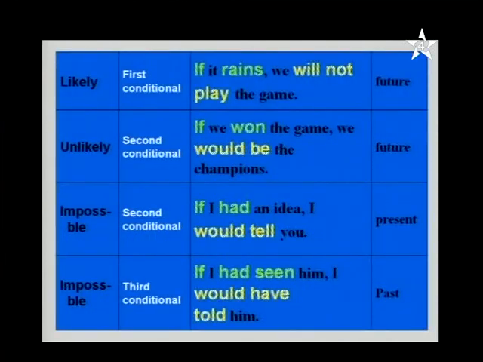So this is a table that explains the difference between conditionals type 1, 2, and 3. Have a look at it. Conditional 1, it's likely to happen. We're talking about the future, okay? If it rains, we can't play the game. Conditional 2, or second conditional, unlikely, about the present or future. If we won the game, we could be the champions. And last conditional, which is impossible, okay? And we're talking about the past. If I had seen him, I would have told him, right?